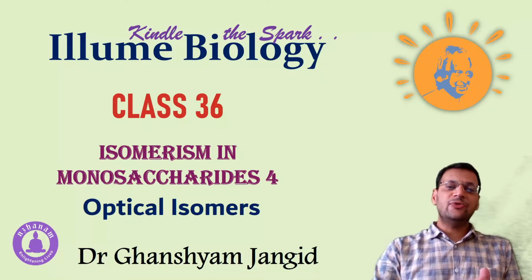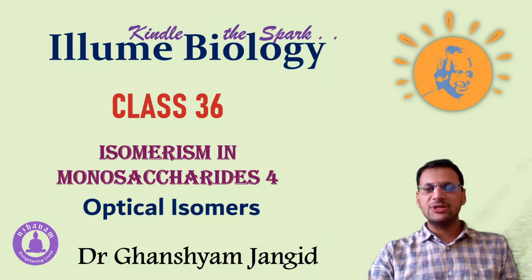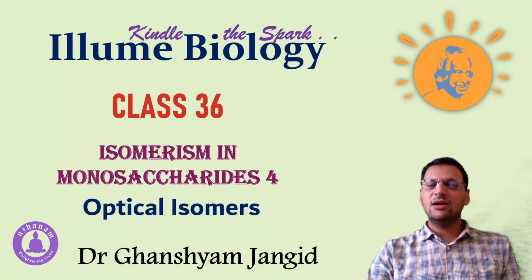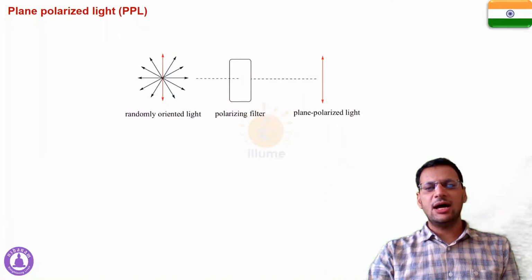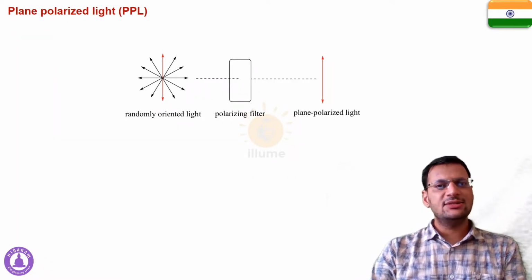I would request you to first watch the last 3 classes on isomerism in monosaccharides so that you can understand this lecture very well. So in this lecture we are going to discuss optical isomers. Now first of all, let's discuss what is plane polarized light.